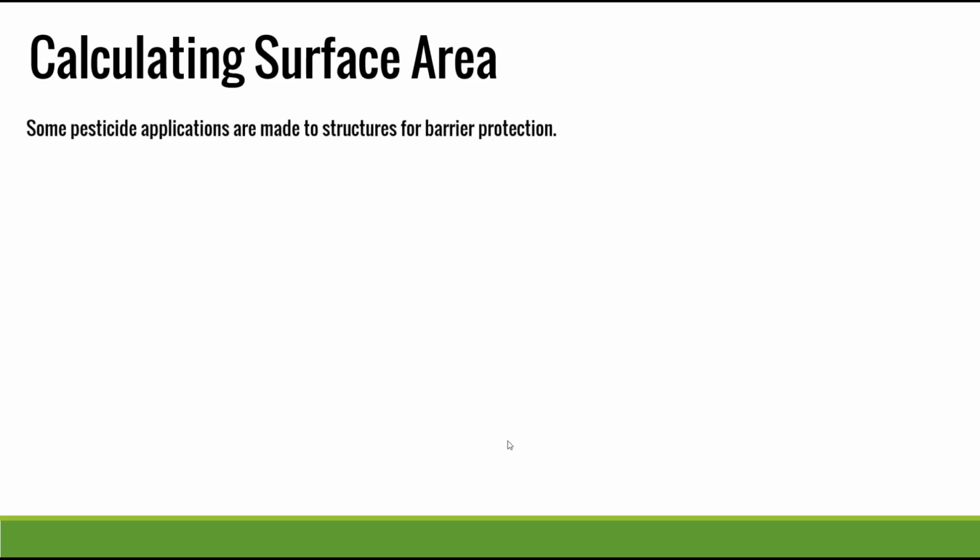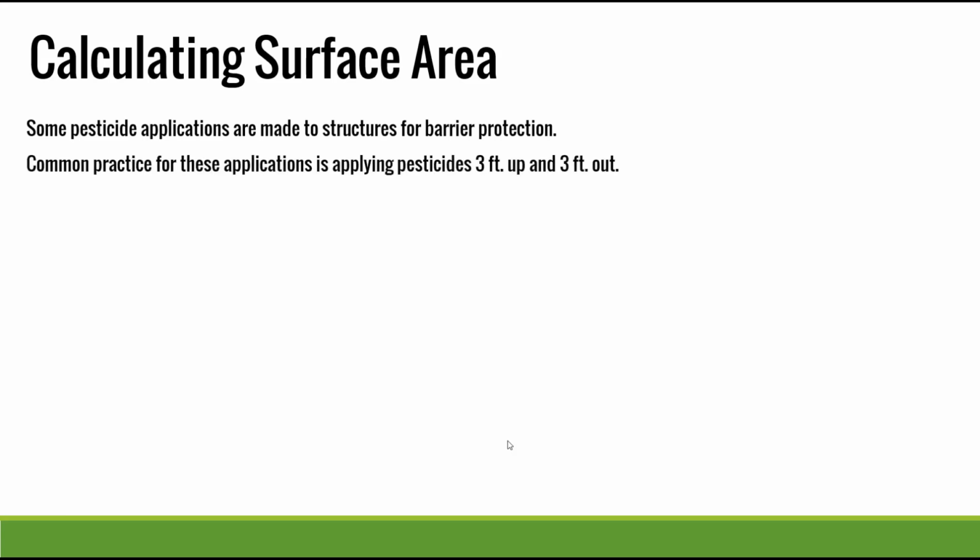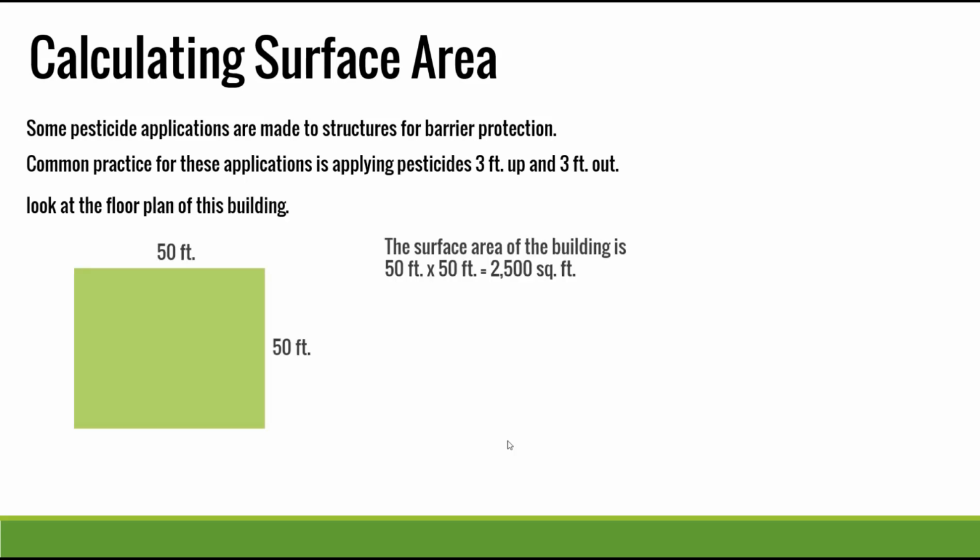For these next couple of slides, we'll be working on calculating surface area. Some pesticide applications are made to structures for barrier protection. Common practices for these applications is applying pesticides 3 feet up and 3 feet out. Look at the floor plan of this building. The surface area of this building is 50 feet by 50 feet, which is equal to 2,500 square feet.